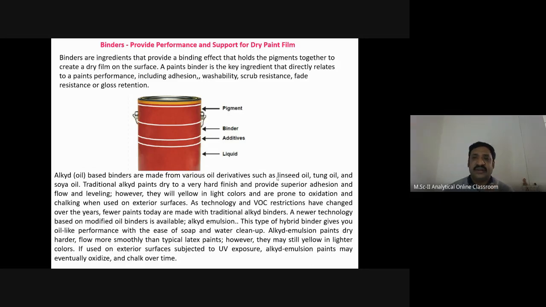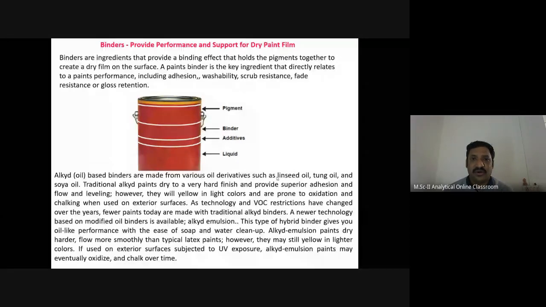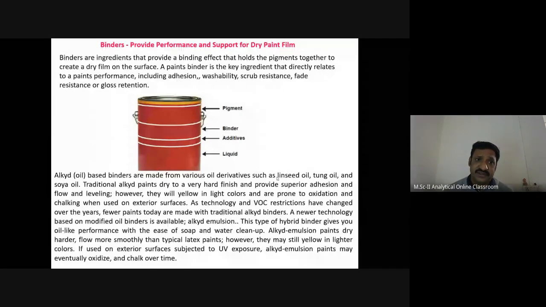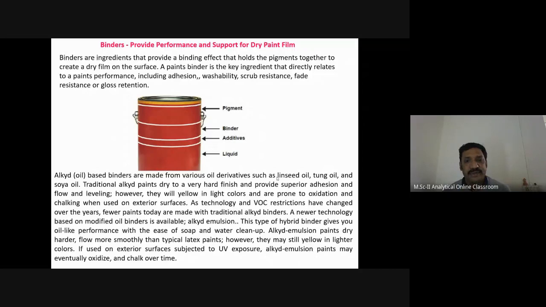It has different properties like adhesion and washability. Suppose you have painted your home, and if water falls on the paint, what happens? Many times the color is going to be removed. So washability, scrub resistance, fade resistance, and gloss retention depend upon the binder. That is why the binder is most important.